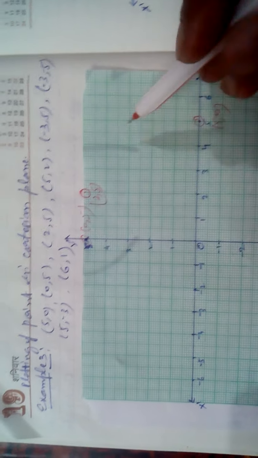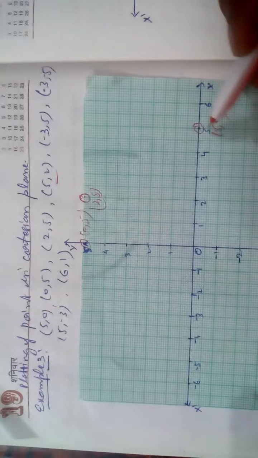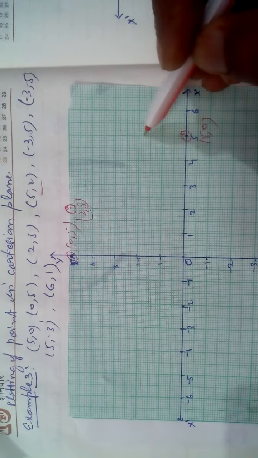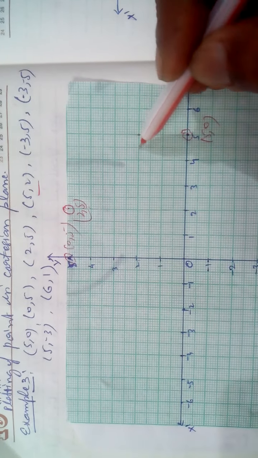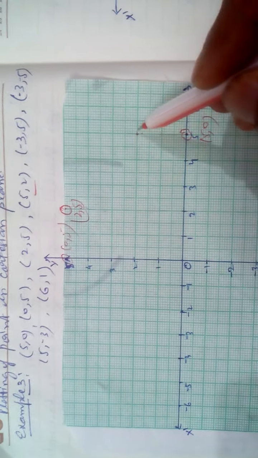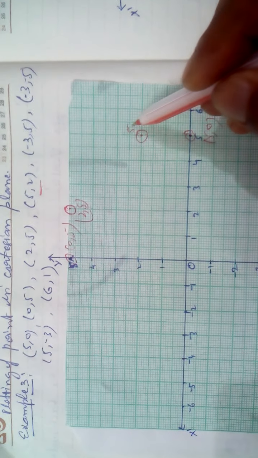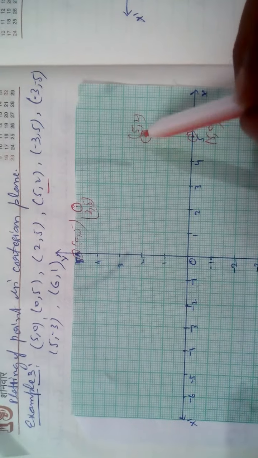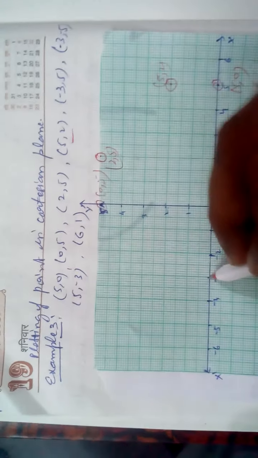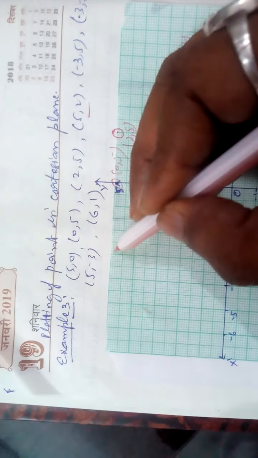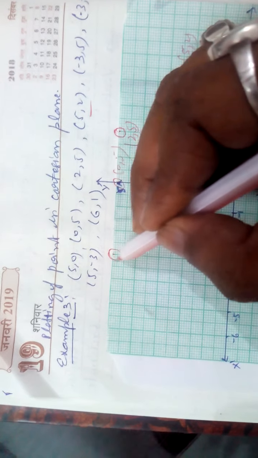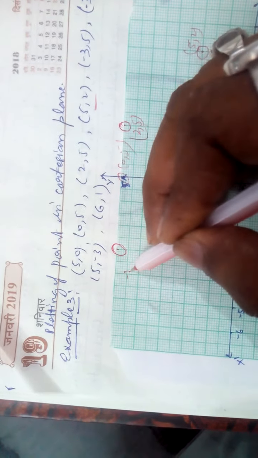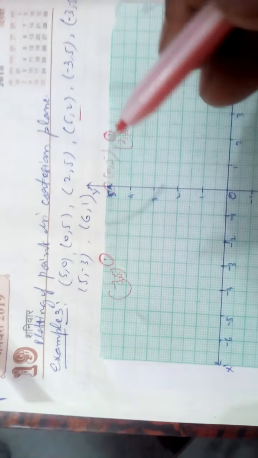5 comma 2. 5 is here. 5 is on the horizontal line, 2 will be up. 1, 2. Put the dot where both lines intersect, and then put a circle. It is the point 5 comma 2. 2 comma 5 and 5 comma 2 are different. Minus 3, 5. Where is the minus 3? Here. From minus 3 we will go up till 5. So it is the point dot, and this is minus 3 comma 5.